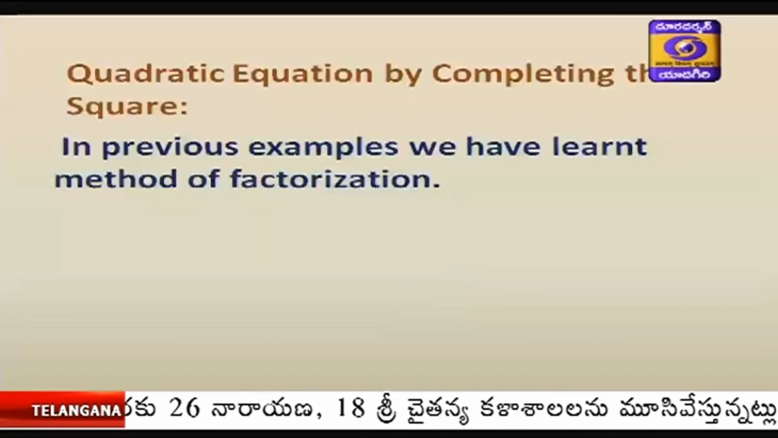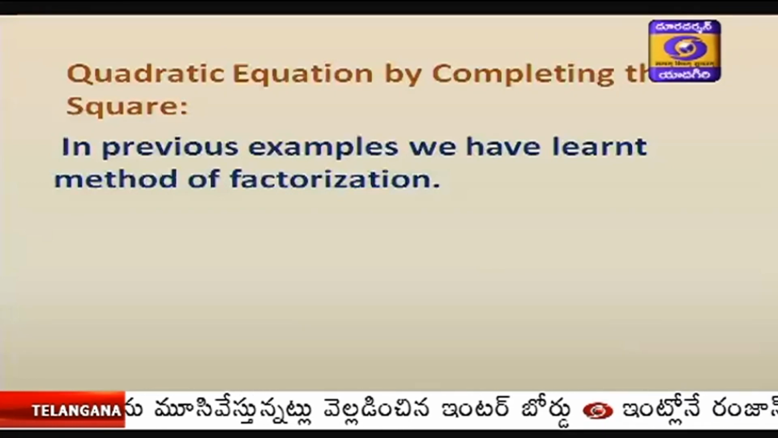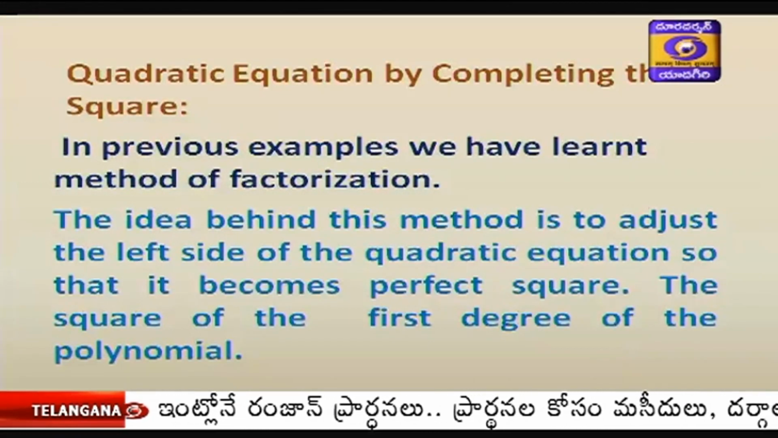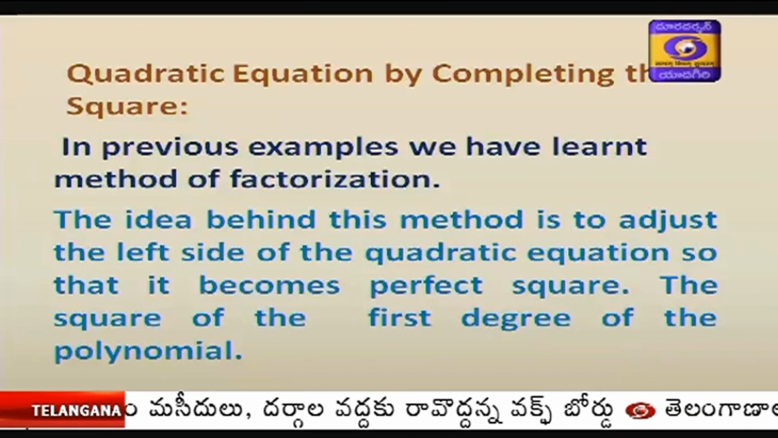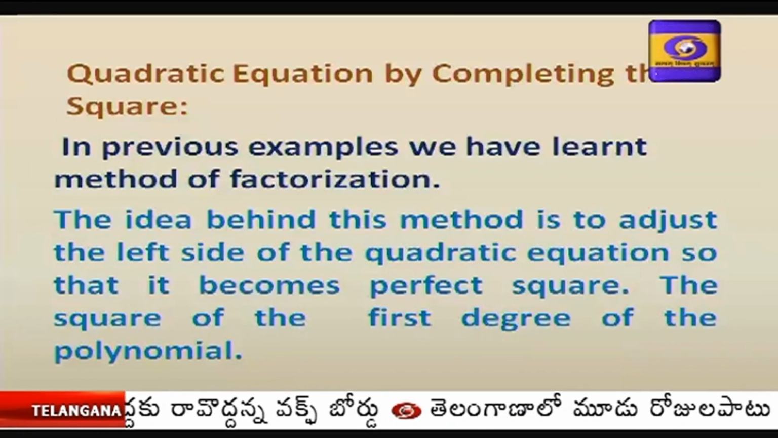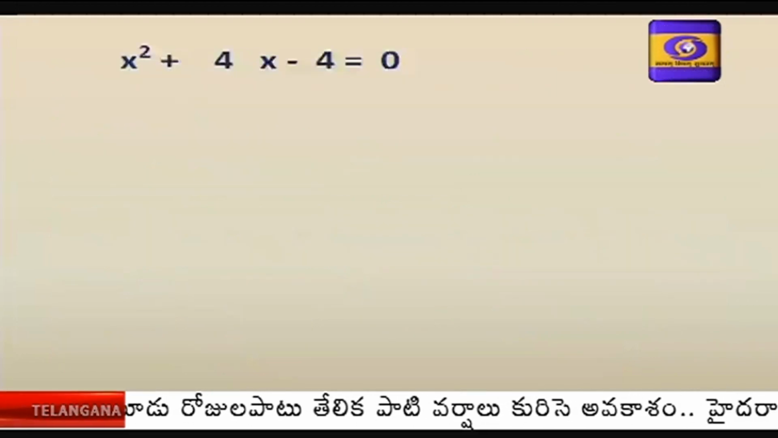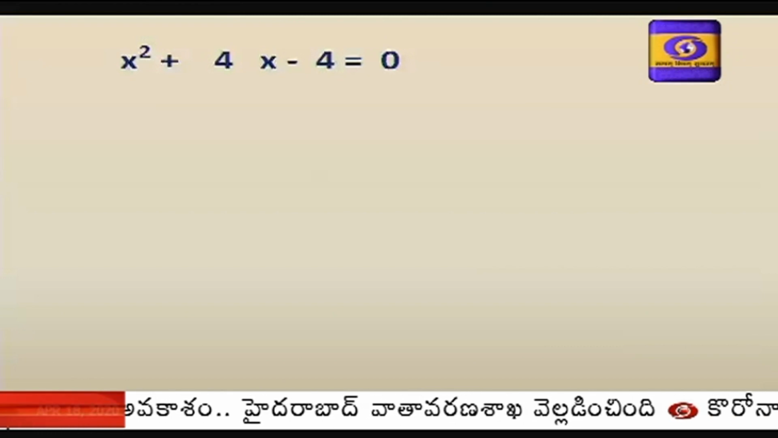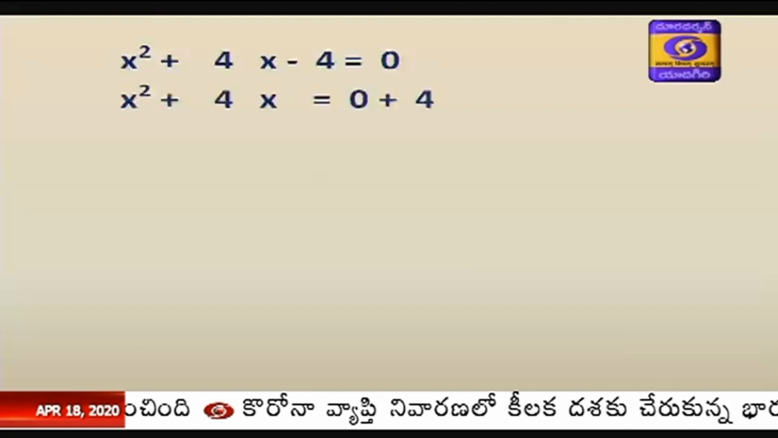Let us discuss quadratic equation by completing the square. In previous examples, we have learnt the method of factorization. The idea behind this method is to adjust the left side of the quadratic equation so that it becomes a perfect square, the square of a first degree polynomial. See, I am considering the same x square plus 4x minus 4 equals to 0. Now, x square plus 4x is equals to 0 plus 4.